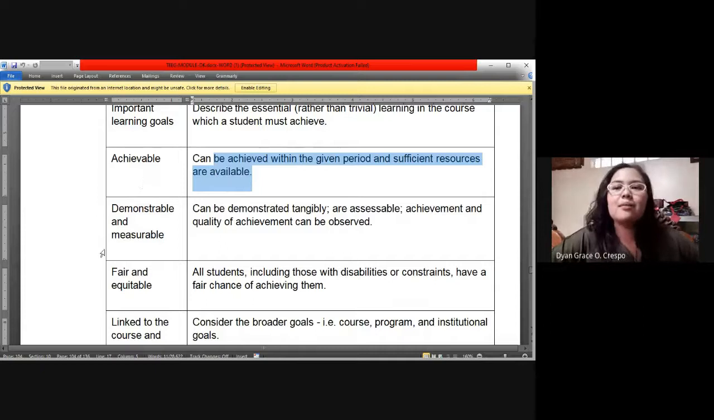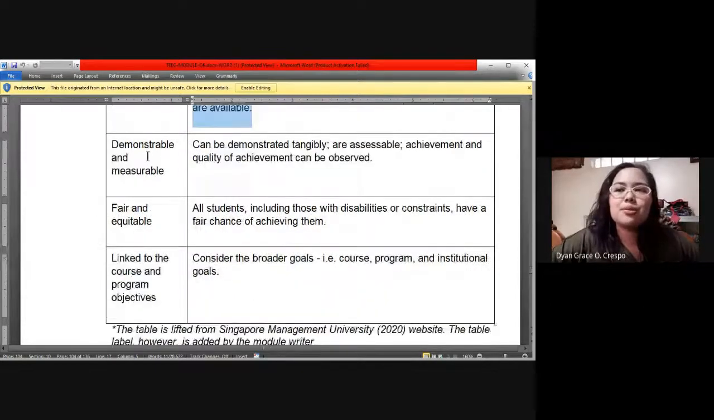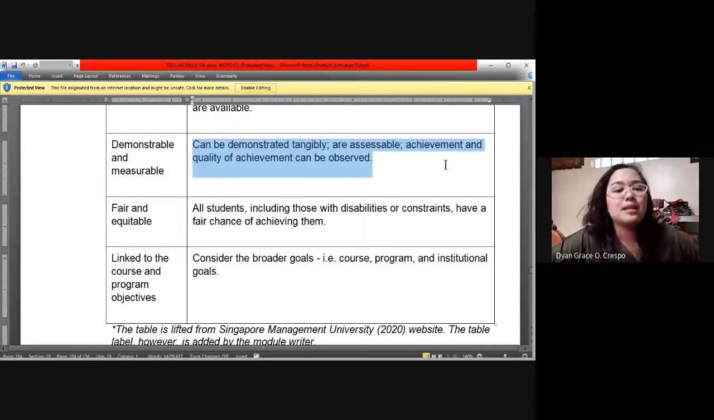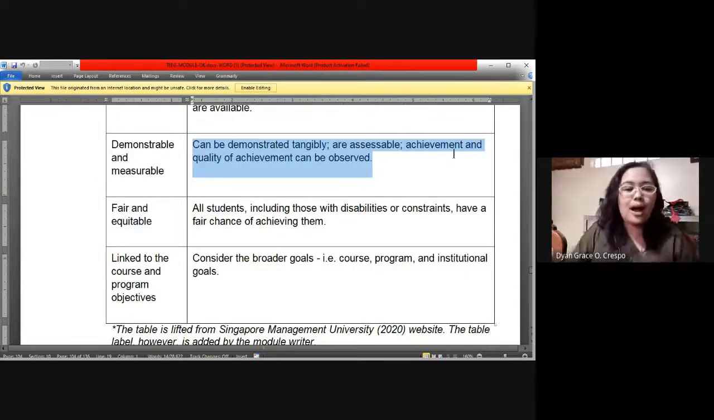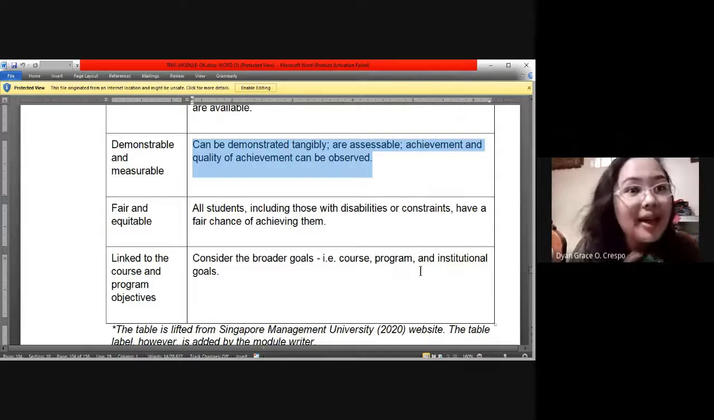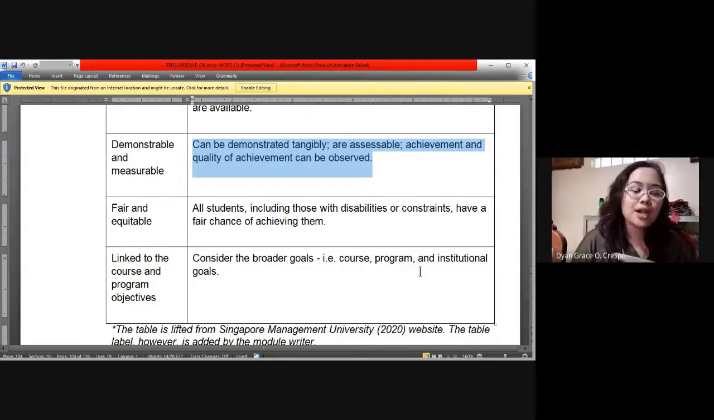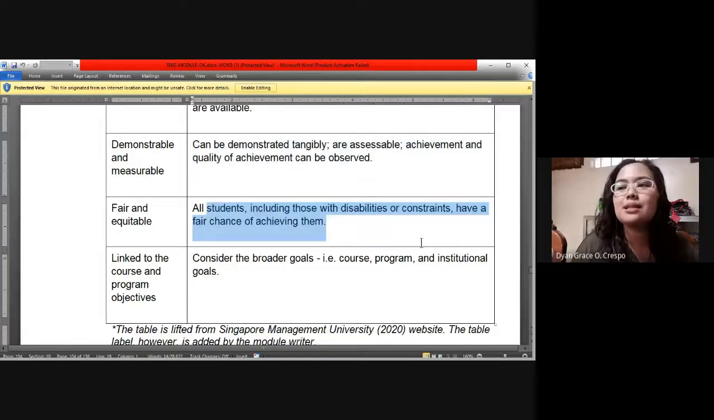Demonstrable and measurable, can be measured tangibly or assessed. Kasi we need to assess the students. We need to check something. Kailangan natin makita so that we could share, sabi natin sa magulang, ma'am, as you could see, this one po, ay dito po siya mababa. So, kailangan, na-assess natin.